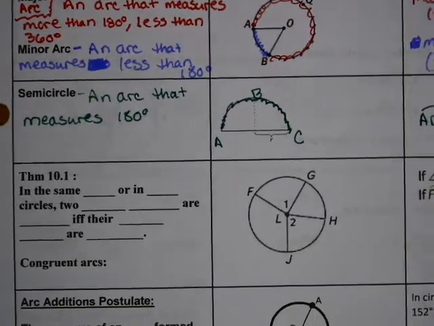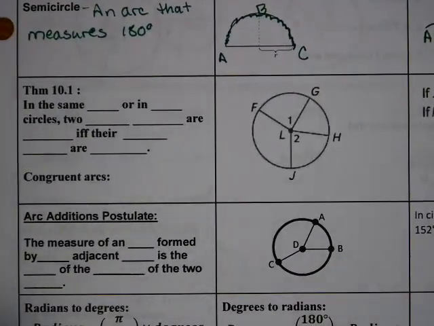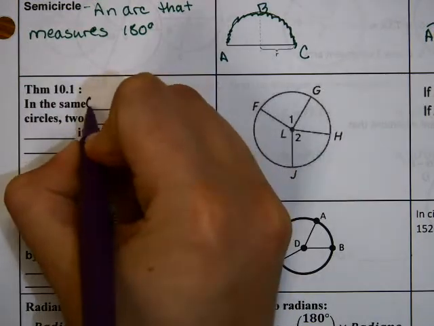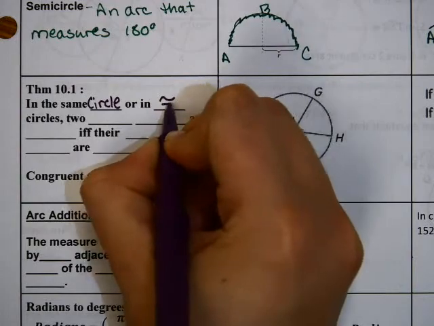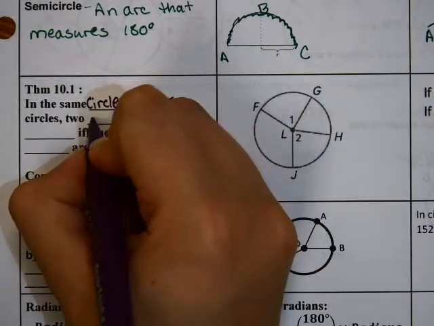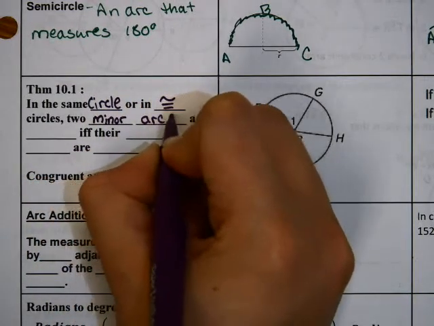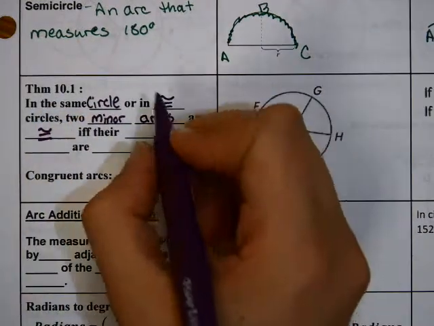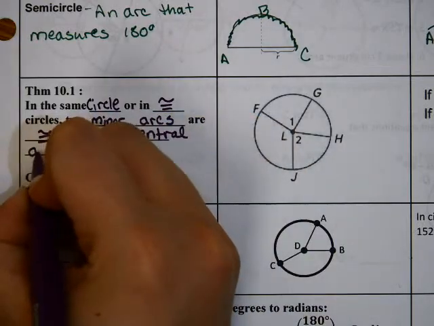Okay. Now my next theorem, 10.1, talks about congruent arcs. Right? So in the same circle, or in congruent circles, two minor arcs are congruent if and only if their central angles are congruent.